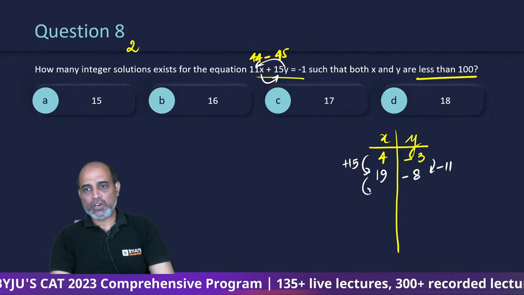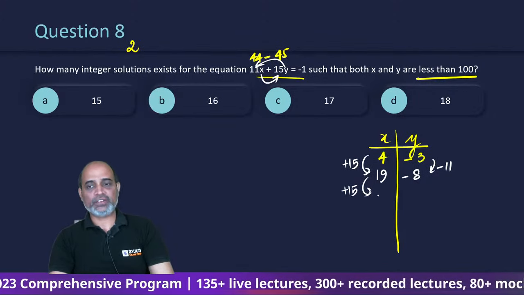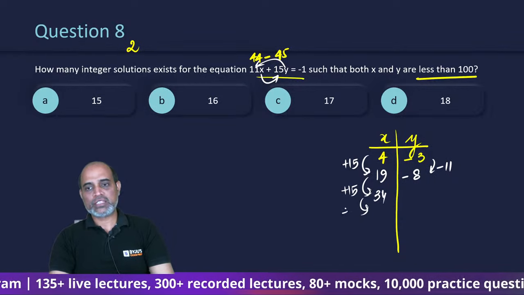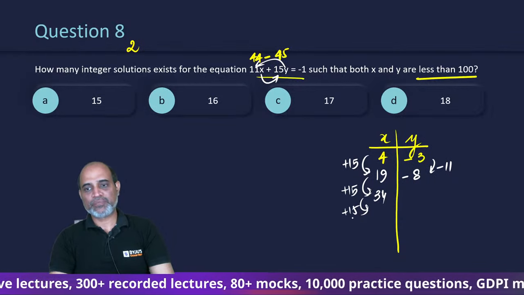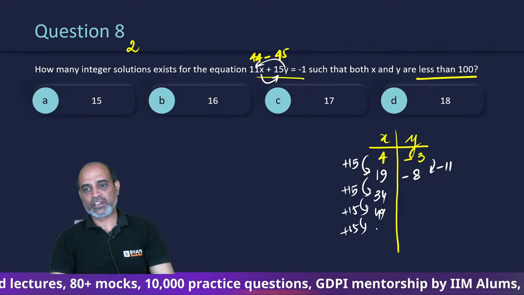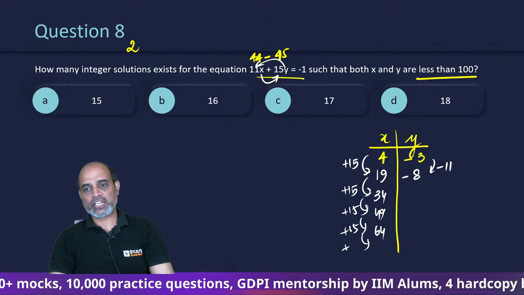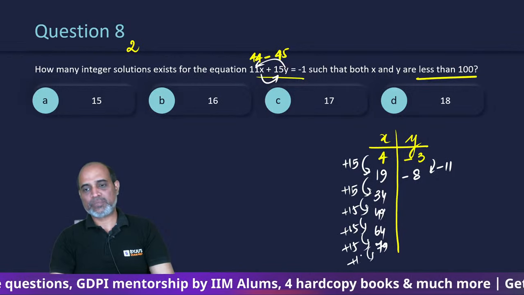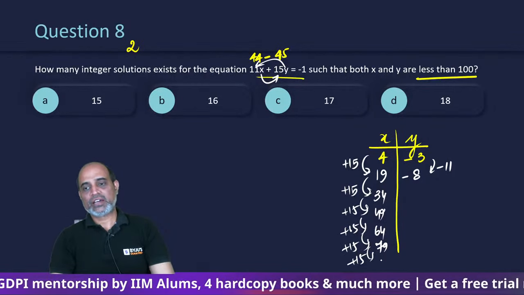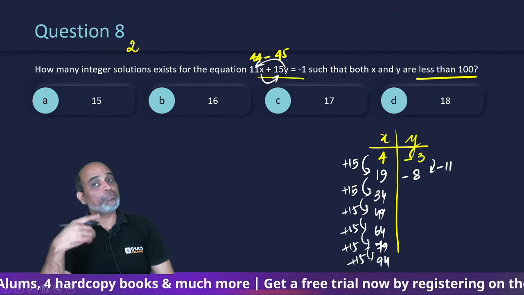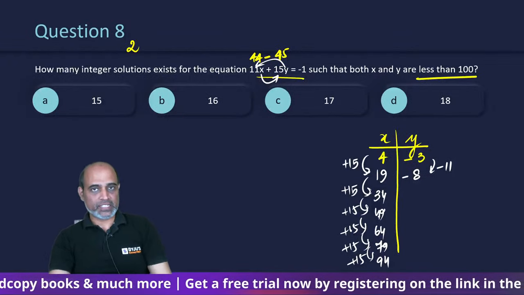So if I keep on increasing x by 15, what will happen? 19 plus 15 will give us 34. Increasing it by 15, it will give me 49. Increasing it by 15 will give me 64. Increasing it by 15 will give me 79. Increasing it by 15 will give me 94. और अगली बार 15 करा तो x will become more than 100. So x की ये values है.